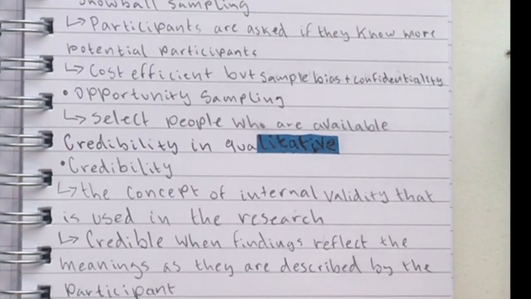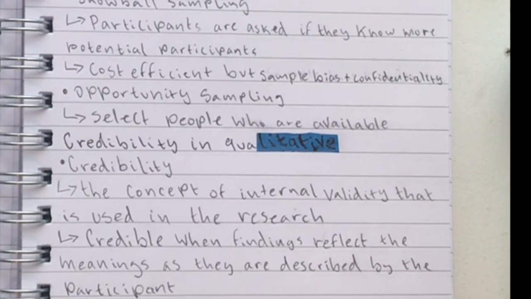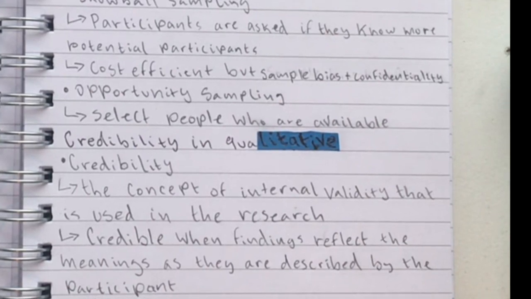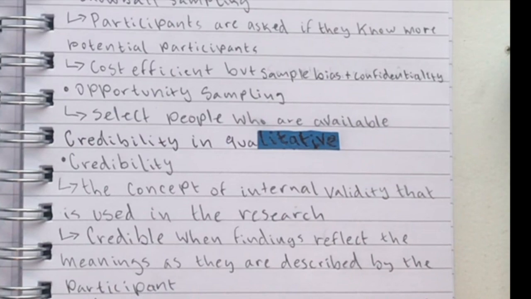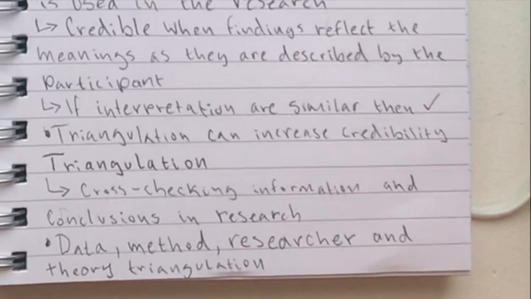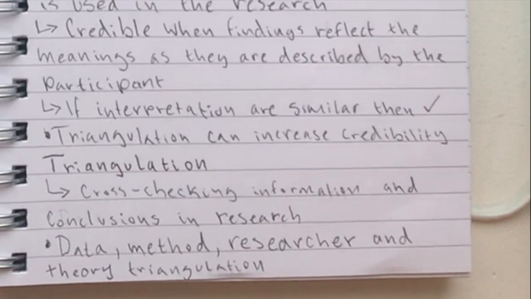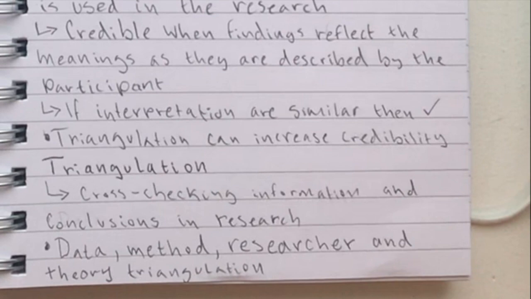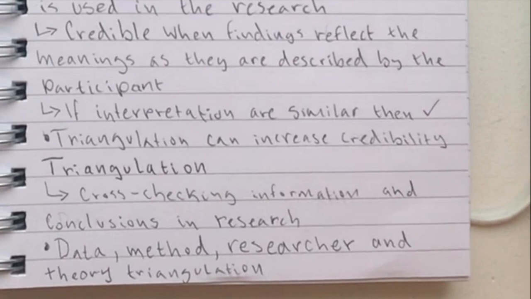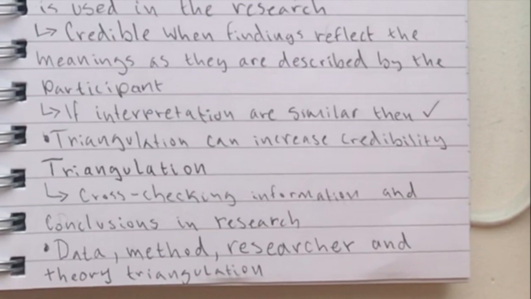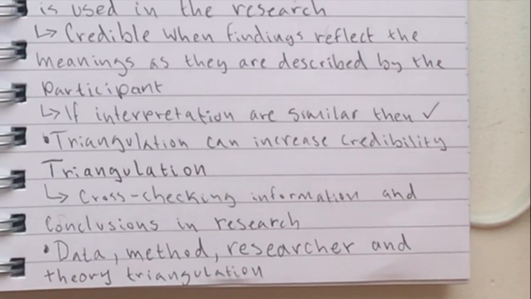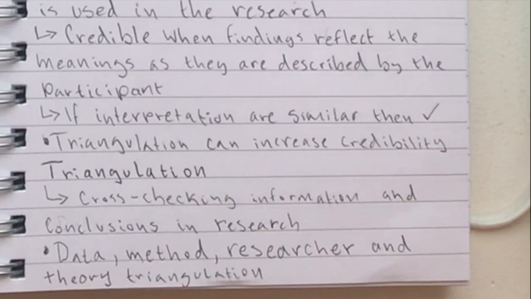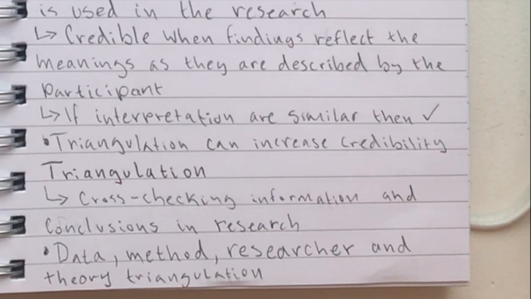So credibility. The concept of internal validity is used in the research. So as I stated before, validity was that the research explains what it is intended to. So you have to find internal validity. So it is credible when the findings reflect the meanings as they are described by the participant. As you know, in qualitative data, you're really trying to look from the participant's perspective. So if you are supposed to show your research to the participants to get feedback after you were done with it, and your interpretation is similar to the participants' interpretation, like they read your paper and they think, yeah, I agree with this, this is what I meant, then it is credible.